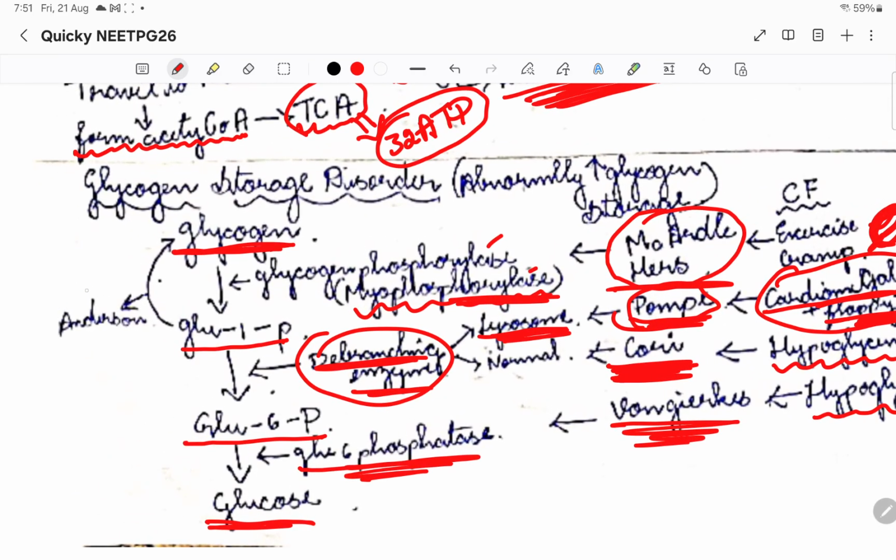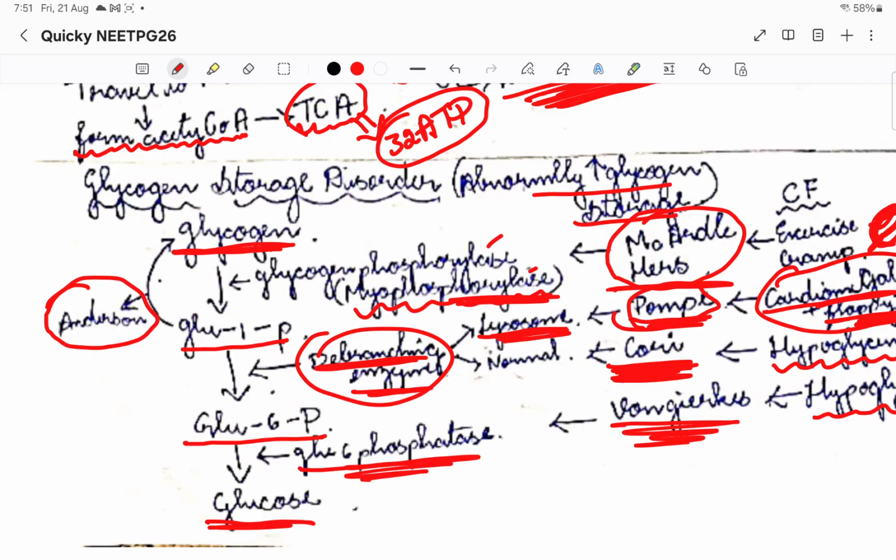Then one more thing is there, that is Andersen disease, where there is a defect in formation of glycogen. What we discussed now is the breakdown of glycogen, where these issues are there. Glycogen storage disorder means there is an abnormal increase in glycogen storage, right? Because glycogen is not able to get itself broken down. That is the disorder, glycogen storage disorder.